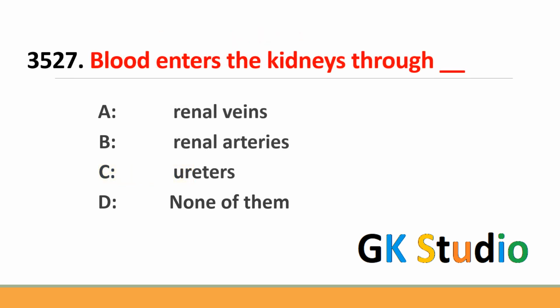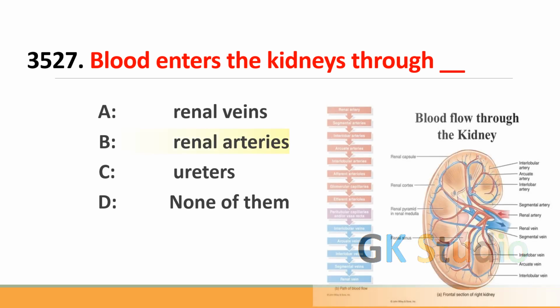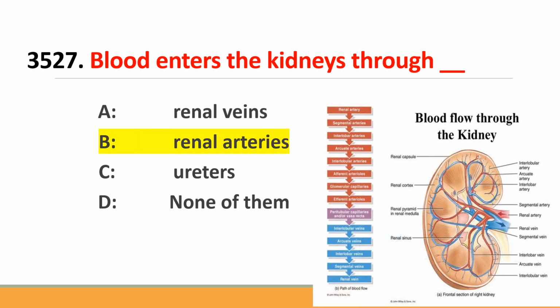Blood enters the kidney through which vessels? Blood enters the kidney through the renal arteries.